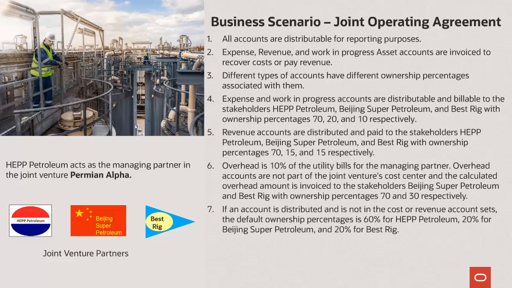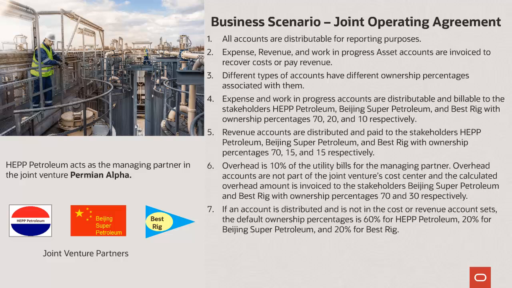Different types of accounts have different ownership percentages associated with them. Expense and work-in-progress accounts are distributable and billable to the stakeholders HEPP Petroleum, Beijing Super Petroleum, and Best Rig with ownership percentages 70, 20, and 10 respectively. Revenue accounts are distributed and paid to the stakeholders HEPP Petroleum, Beijing Super Petroleum, and Best Rig with ownership percentages 70, 15, and 15 respectively.